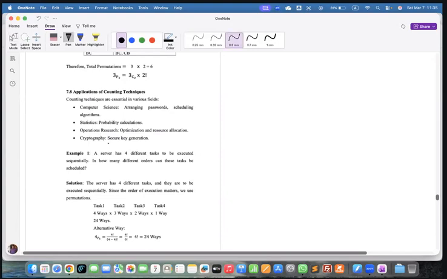Scheduling algorithms we also consider, right? You have something called operating systems in your upcoming semesters. There you schedule tasks: priority scheduling, round robin scheduling. There are different types of scheduling. At that time also, you can utilize these counting techniques.